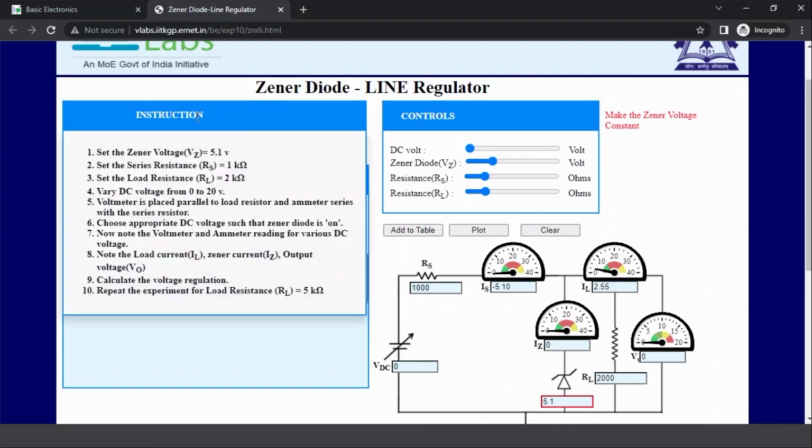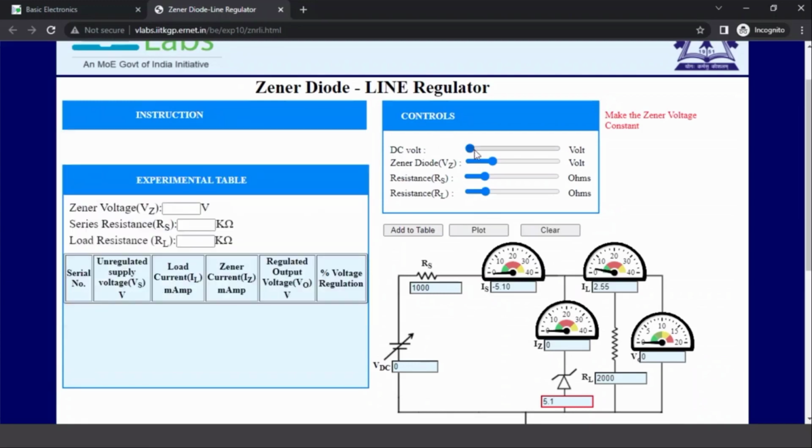Right? So we have to just vary it and see what is the line regulation. That is done here with load resistance taken to be 2 kilo ohms. You have to repeat this for RL is equal to 5 kilo ohms once you get this plot. So you can change this and add the values to the table. What all are you measuring? You're measuring source current, load current, Zener current, and the output voltage. You can see source voltage, load current, Zener current, output voltage, and voltage regulation is also calculated.